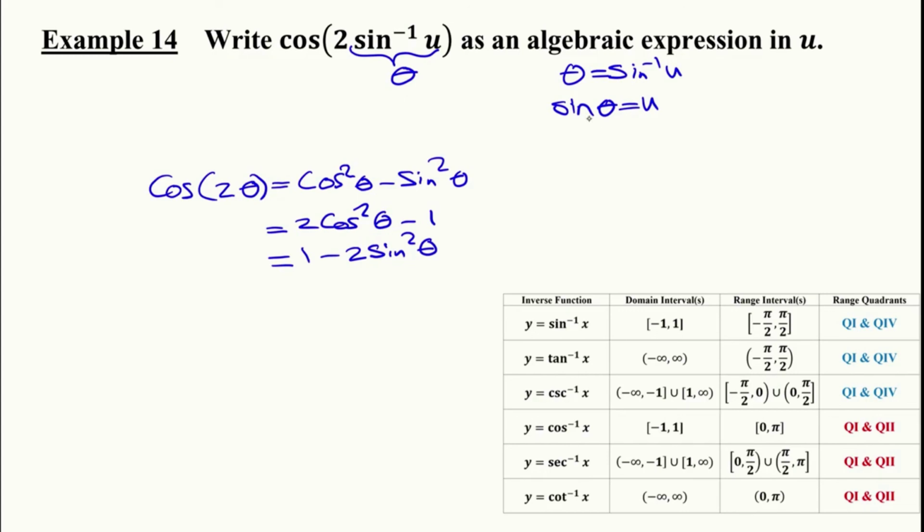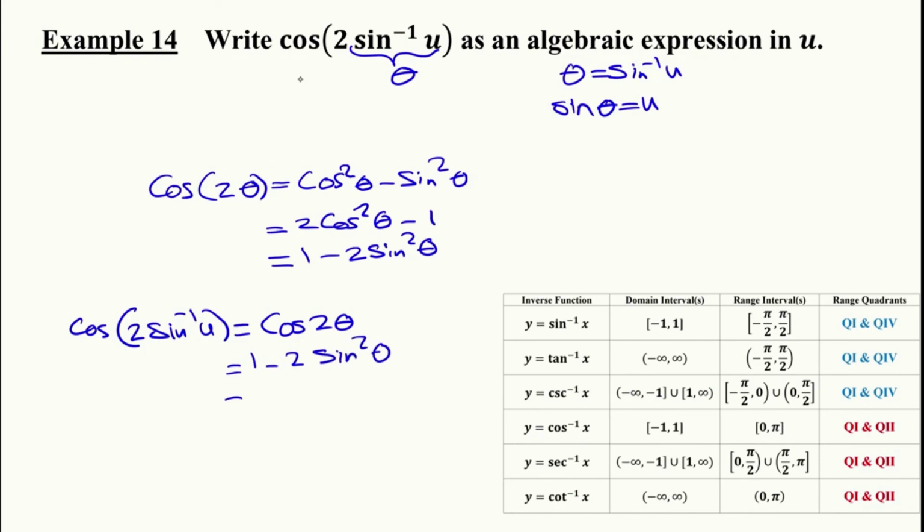So we're going to say that cosine of 2 times inverse sine of u is going to be the same as cosine of 2 theta, because we're calling this theta, which is going to be 1 minus 2 sine squared theta, which of course does mean sine of theta and then squared. And we know what sine of theta is. It's u. So it's going to be 1 minus 2u squared. And that is as simple as that one can be.